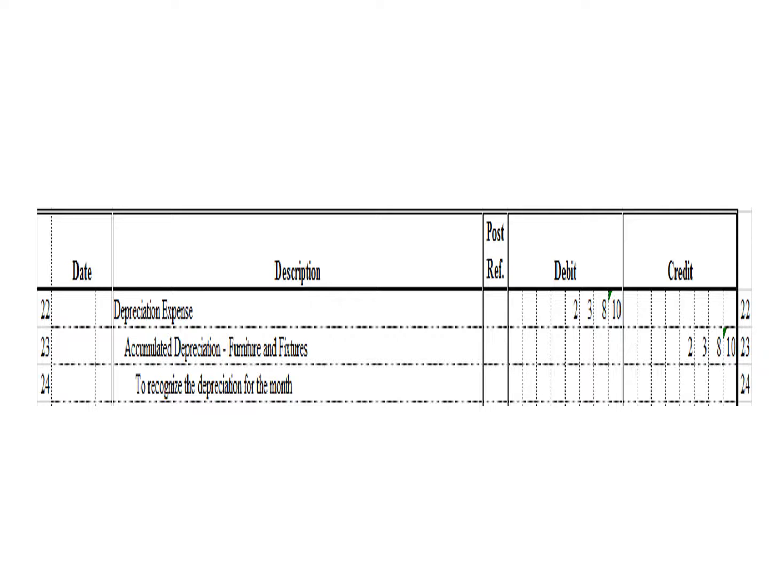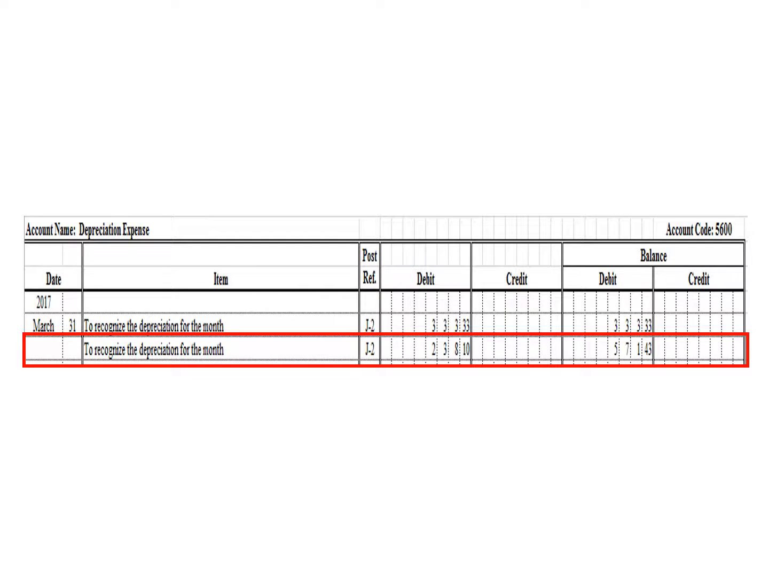Let us post the debit entry. In the depreciation expense ledger, we write the description to recognize the depreciation for the month. Posting reference J2. Under the debit column, we write the amount 238 pesos and 10 centavos. In the balance section, under the debit column, we write 571 pesos and 43 centavos.